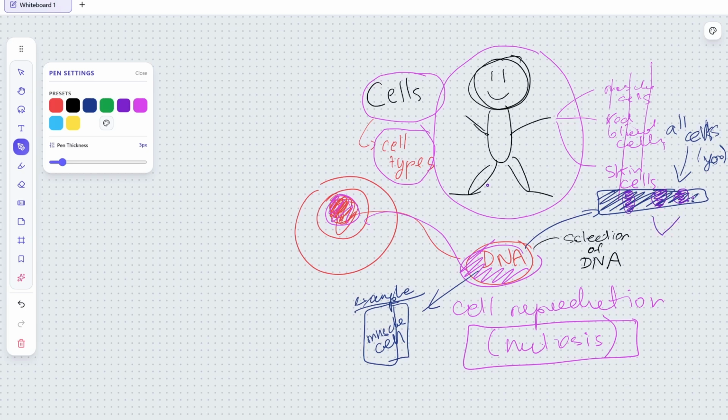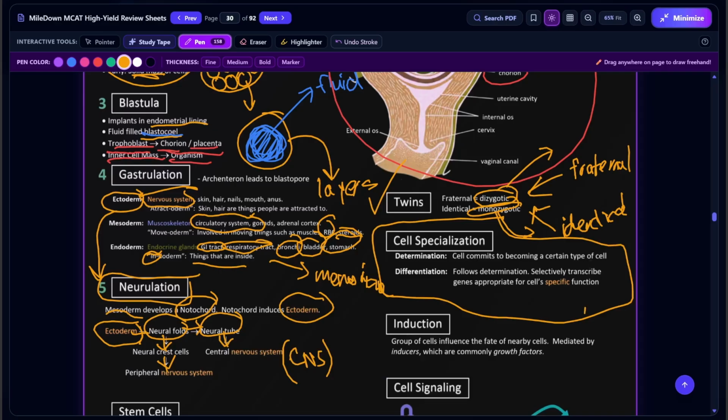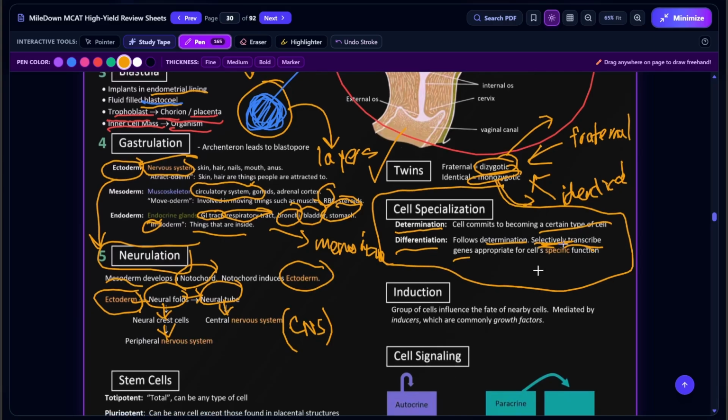And based on this, of our whole image of what makes up our DNA, what makes up our red blood cells, for example, we get cellular differentiation, in other words. So when we go back to talk about cell specialization, I promise it's related. You get cellular determination, where the cell commits to becoming a certain type of cell. And you also have cellular differentiation, which follows its determination. So it selectively transcribes genes, right? Selectively. That's what I was talking about earlier, appropriate for the cell's specific function.